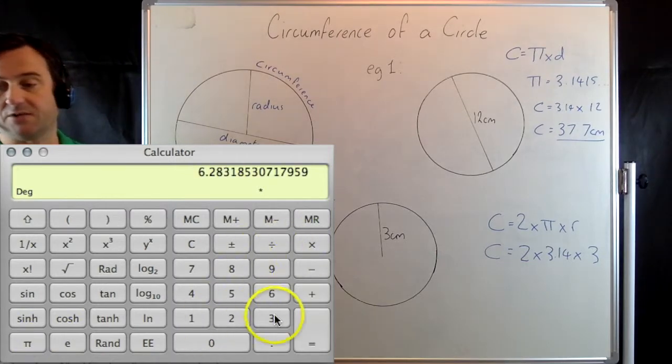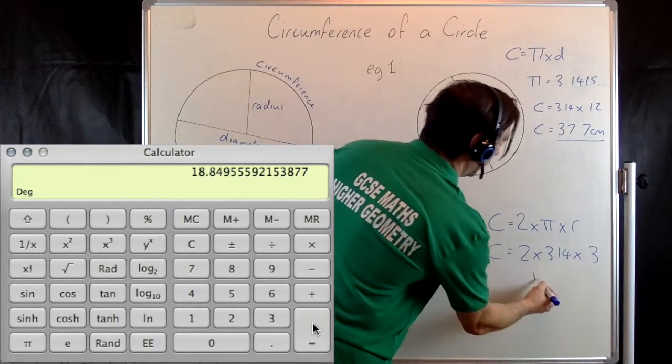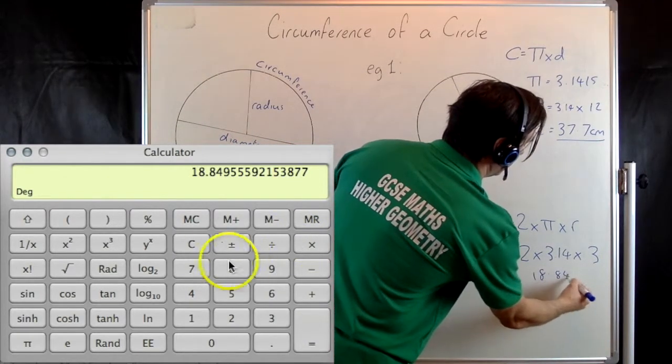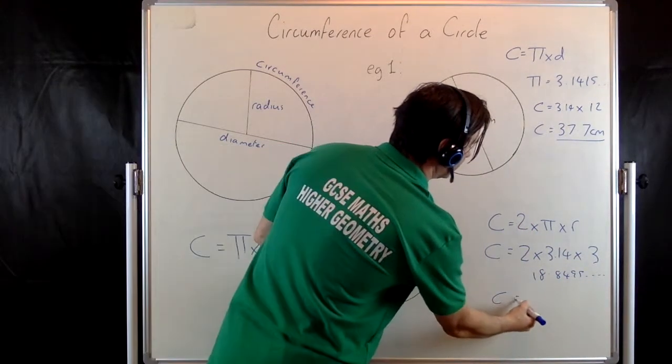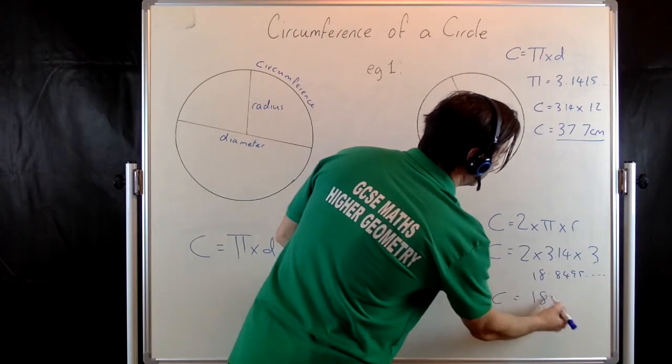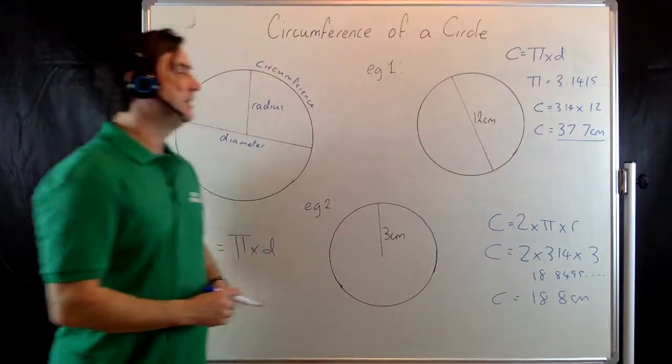That gives us a value of 18.8495. That continues on. So if we round that to one decimal place, our answer is going to be 18.8 centimetres.